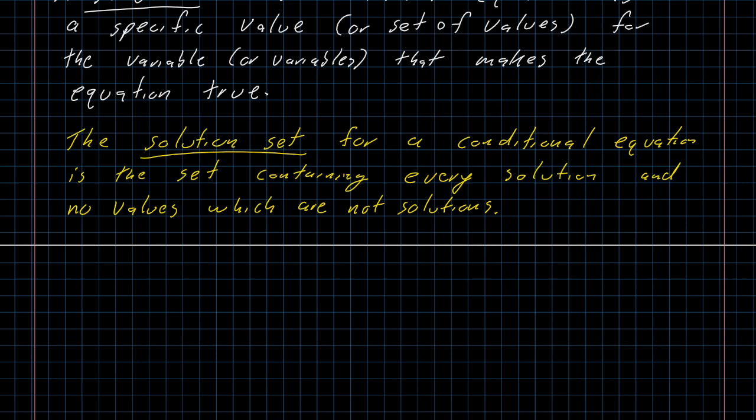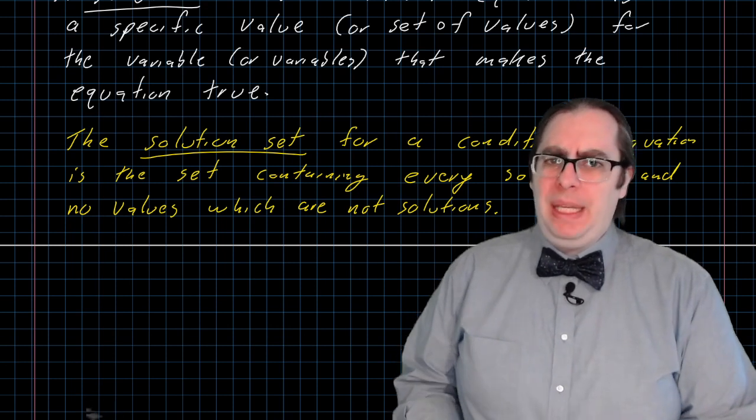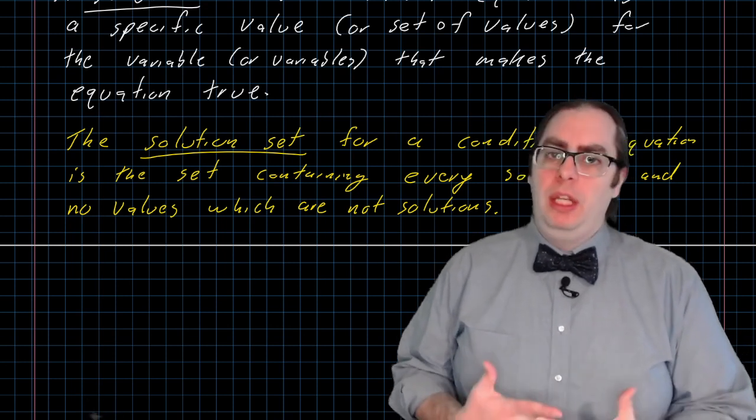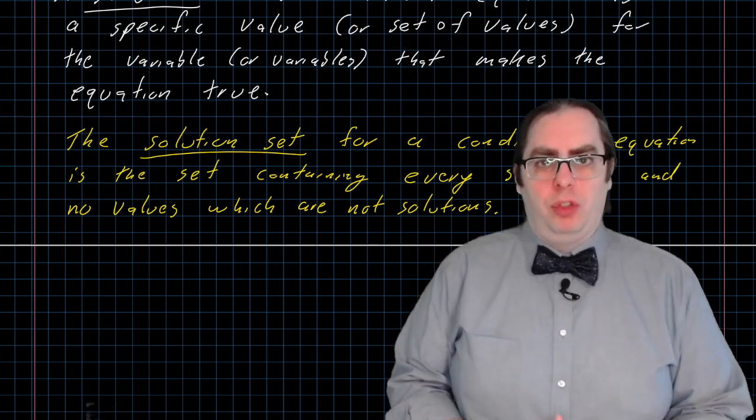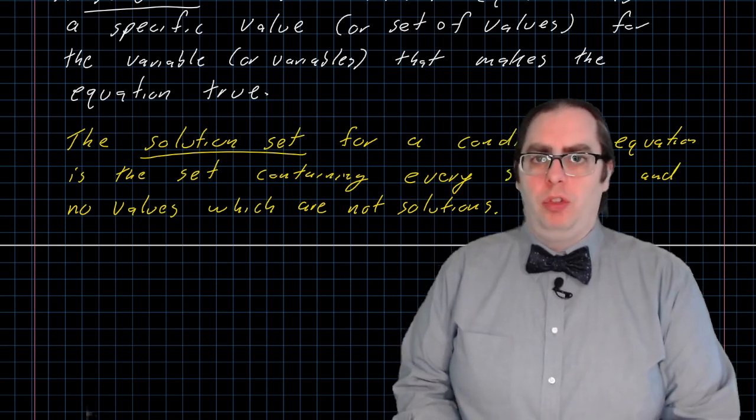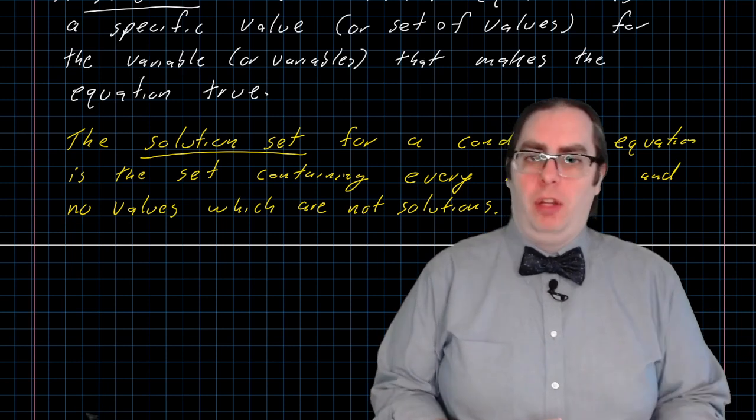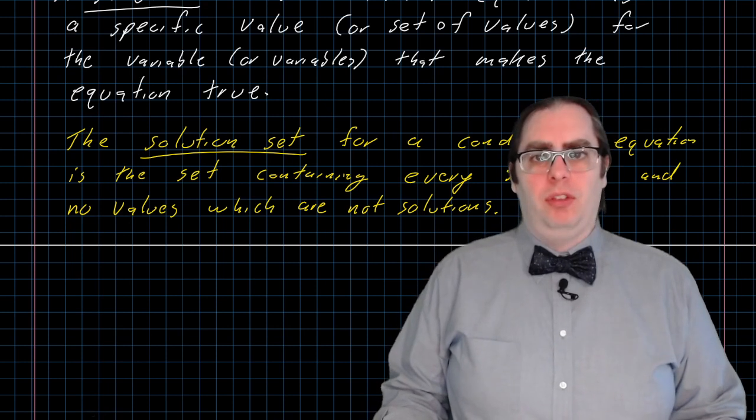Last bit of vocabulary here is the solution set. A solution set for a conditional equation is a set that contains every solution and no values that are not solutions. That's another one that's not immediately apparent why it's useful in what we're going to be looking at in this course, because we are almost exclusively going to be looking at equations that have exactly one solution. So if we have exactly one solution, we have all of the solutions. There's no ambiguity. But that doesn't have to be the case.